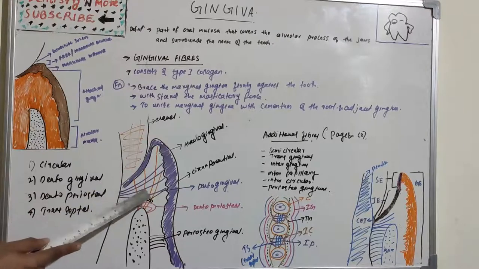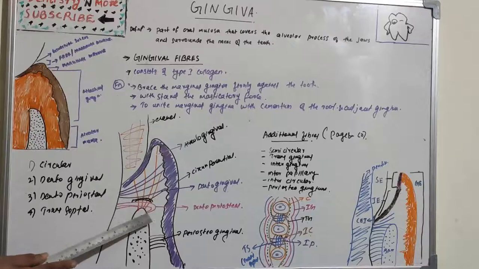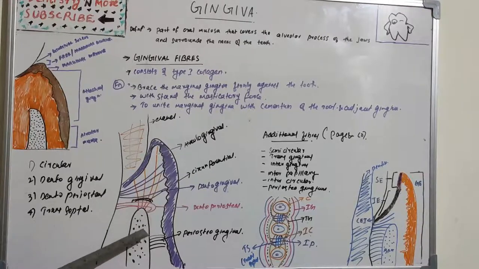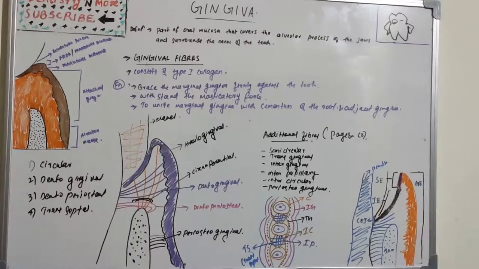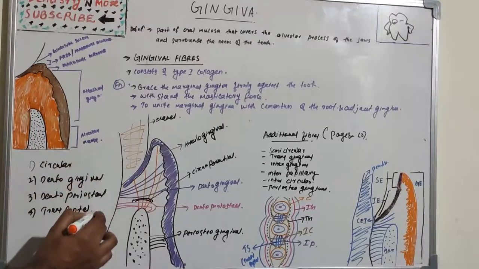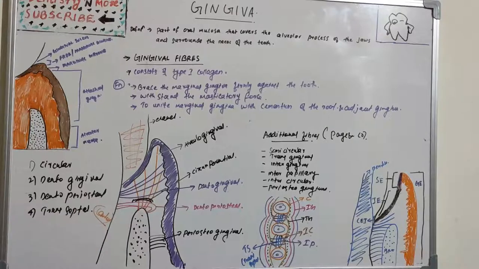This violet color is dentogingival, and this pink color is dentoperiosteal. This is the bone, the gingiva, and this is the cementum. This is enamel, this is cementum. So from the cementum, dentogingival and dentoperiosteal fibers arise.